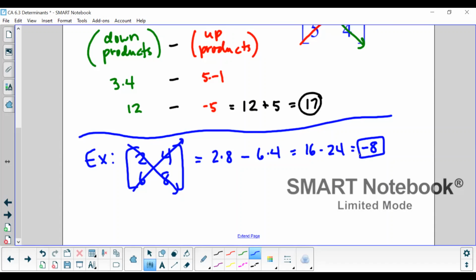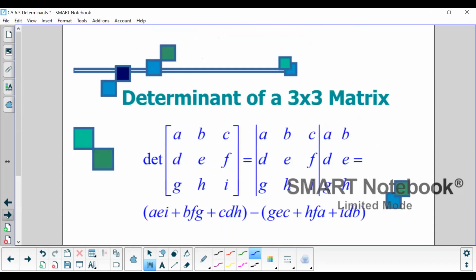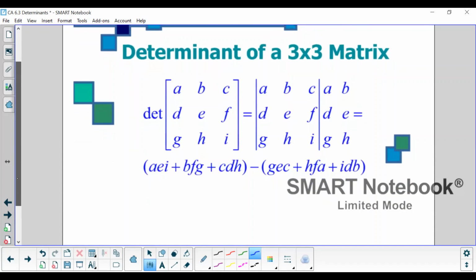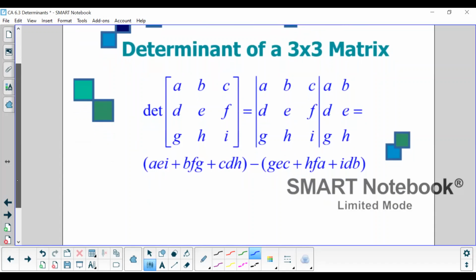Okay, so any questions about how to find a 2 by 2 determinant? All right, then we're going to do 3 by 3, and then that's our lesson for the day. All right, I'll give you a minute to copy this general form down for those of you copying by hand.